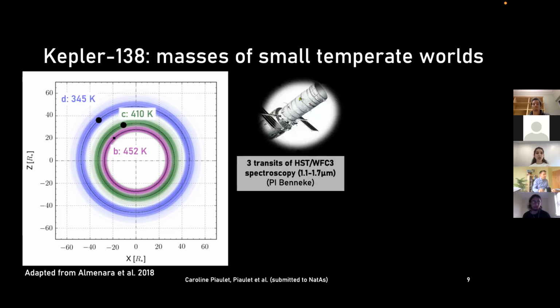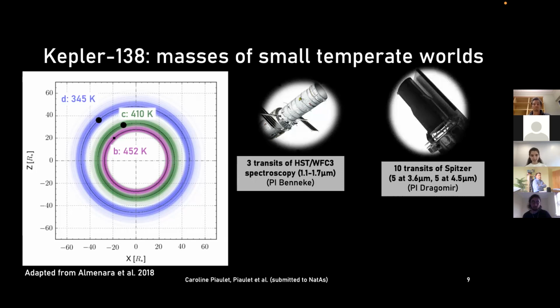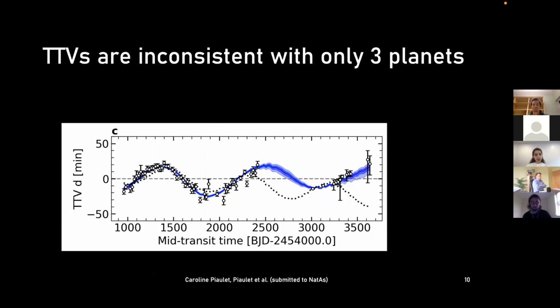To complement the data set of transits that had been observed with Kepler, we followed up the planet Kepler-138d, the one that's closest to the habitable zone, using the Hubble Space Telescope with 3 transits, and the Spitzer Space Telescope with 10 transits. We also complemented our data set with 28 radial velocity measurements using Keck high-res, which enabled us to get upper limits on the masses and to double check that these were consistent with what we get from the analysis of the transit times. What you're looking at here is the transit time variations for Kepler-138d.